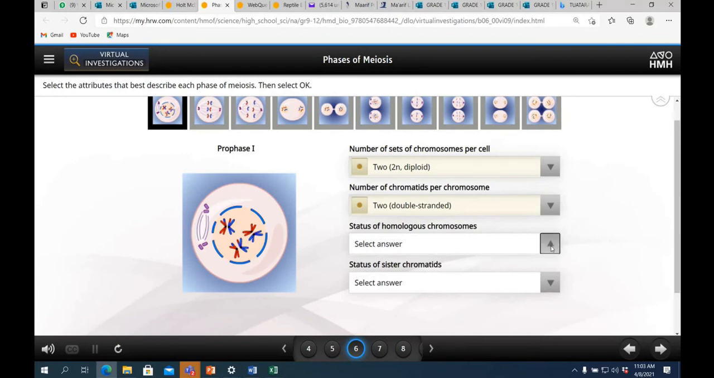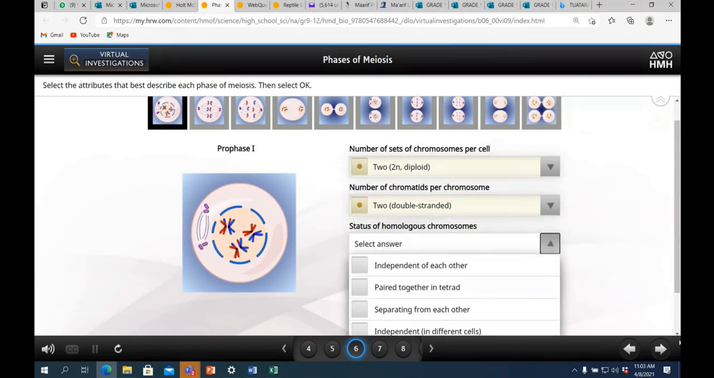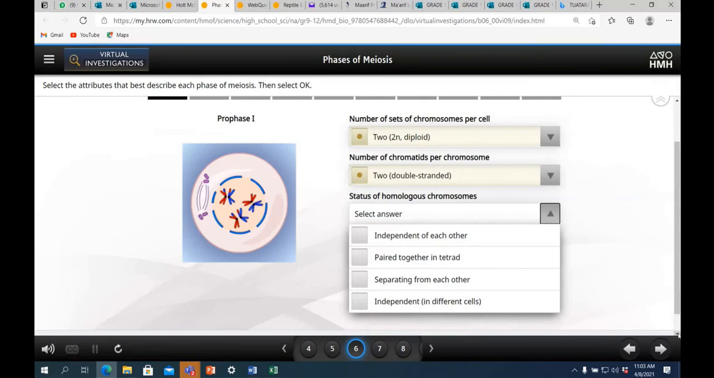Status of homologous chromosomes? Independent of each other, paired together in tetrad, separating from each other, or independent in different cells? The homologous chromosomes, how are they in prophase 1? They didn't still pair up. So can we say independent of each other or independent in different cells? I think the right one is separating from each other. This one? Yes, I think so. So they are not still paired together. So Lean says it's separating from each other.